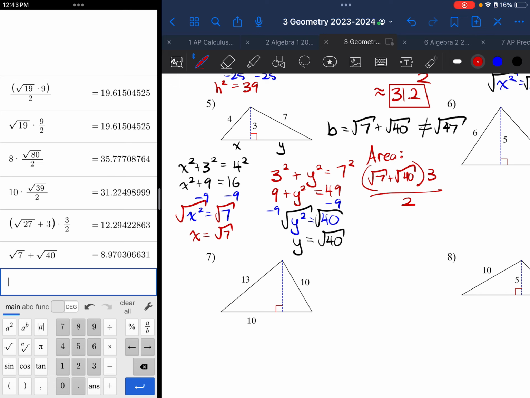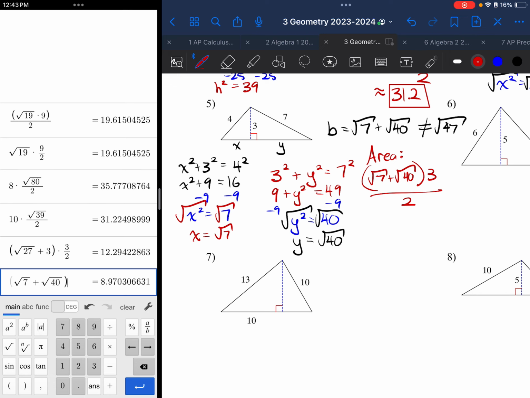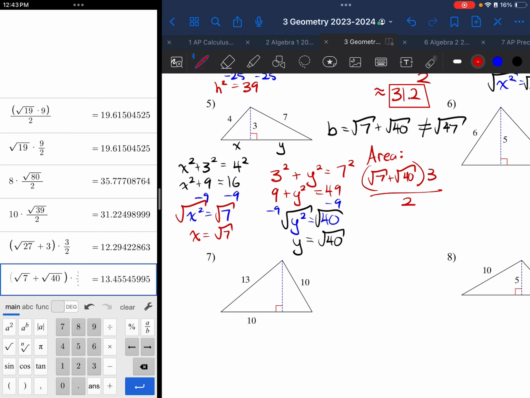So here's a cool little shortcut that you can do. You can put all of this in parentheses, and then multiply by 3, and then divide it by 2, and we get 13.45, which is going to round to 13.5 for my final answer, which I will then box.